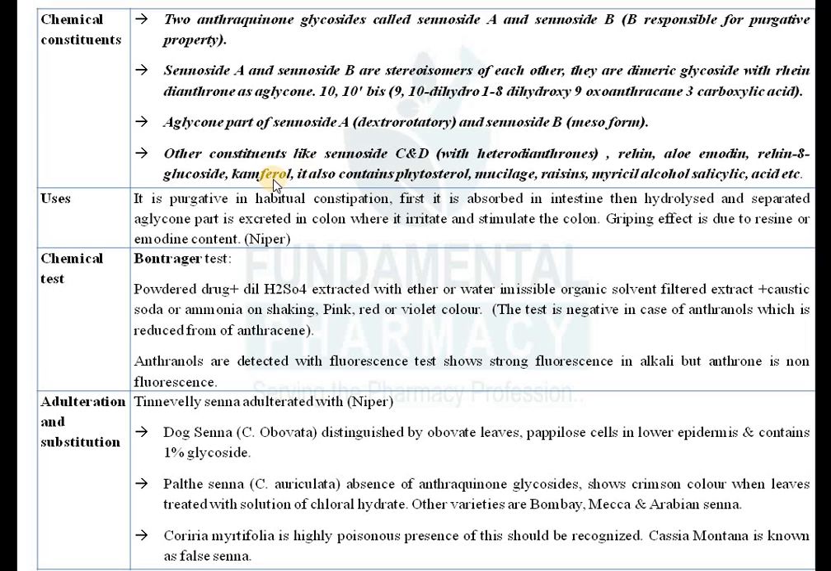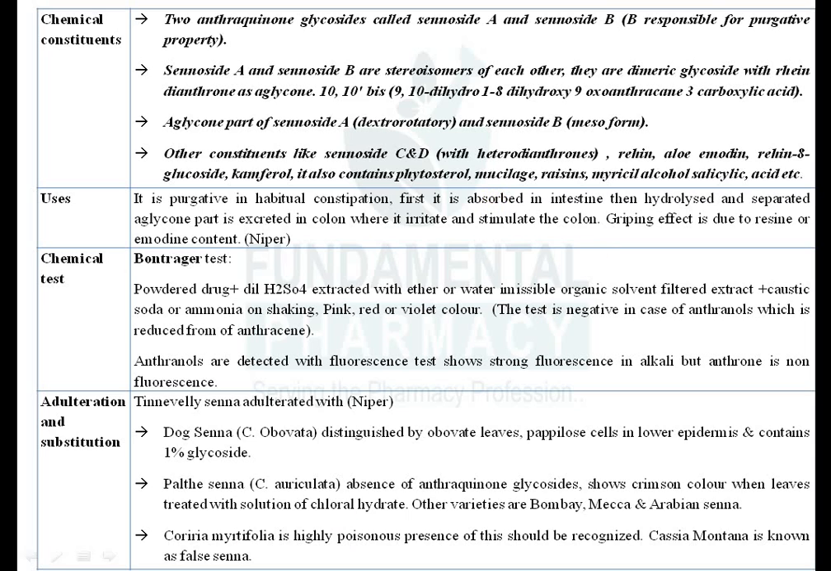Now there are two glycosides present in the senna, sennoside A and sennoside B. Okay, so just remember there are two glycosides, sennoside A and sennoside B. So out of these two, sennoside B is responsible for its medicinal value, or sennoside B is responsible for the purgative property of senna. So because senna is purgative, it is used as a laxative or purgative. Medicinal property or medicinal value of this senna plant is because of the sennoside B. Remember, sennoside B is very important.